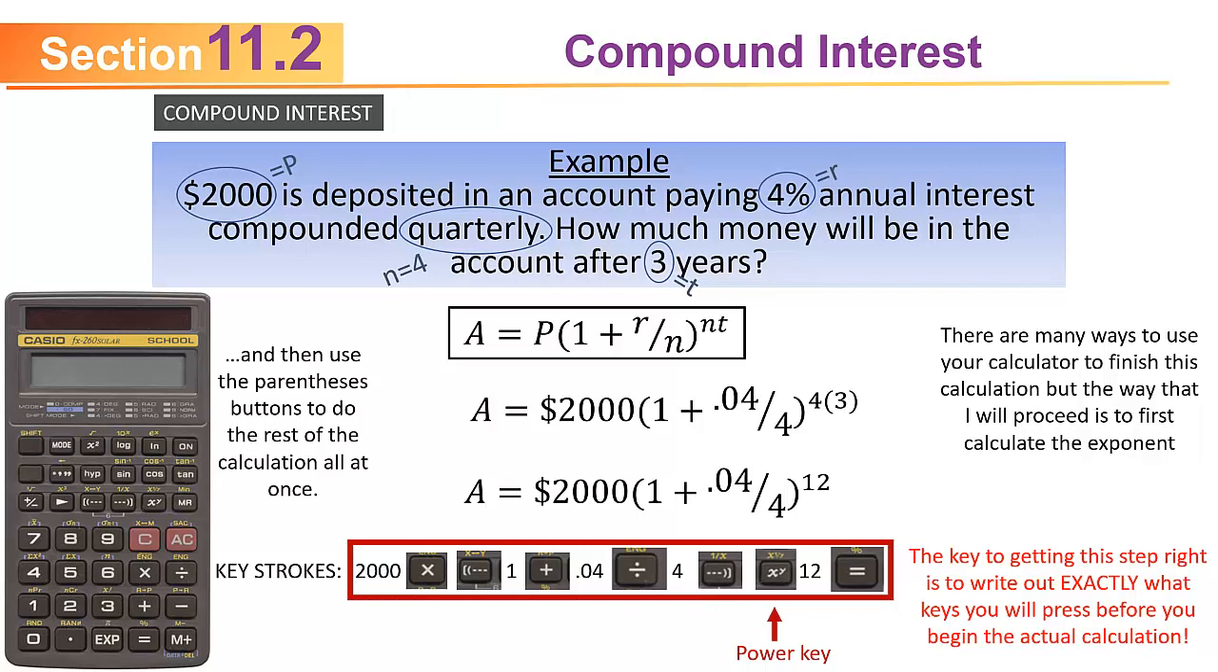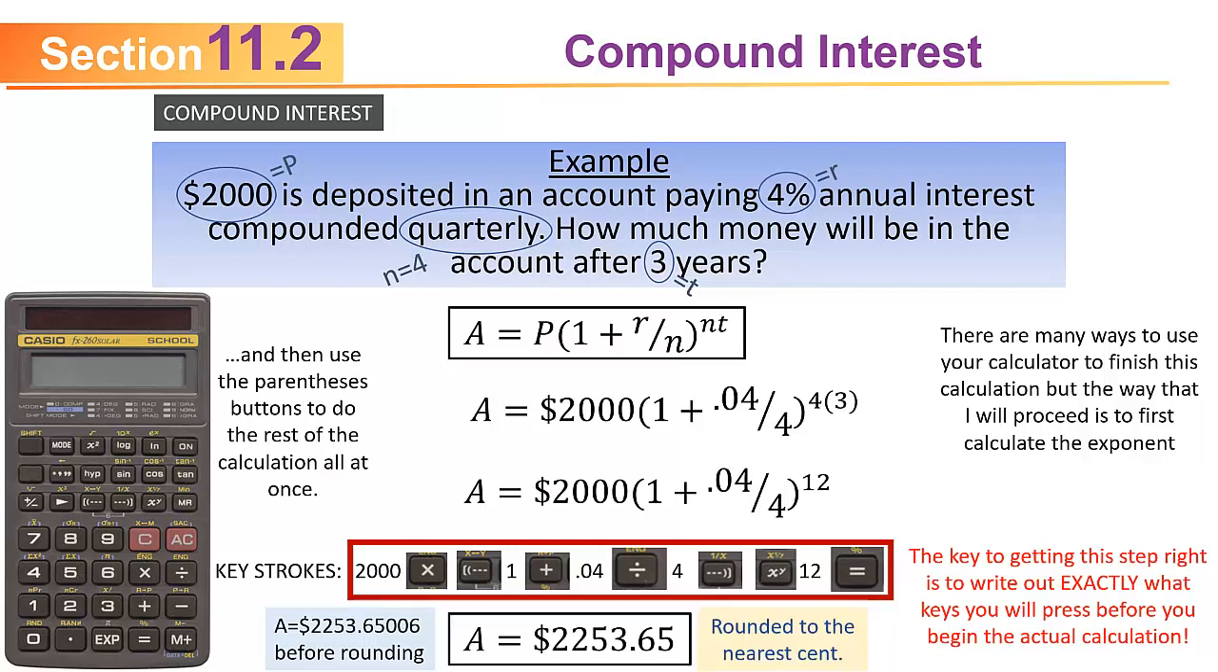And if you look on your calculator, it's one of those buttons above the red clear and all clear buttons in your calculator. Press that power key. That tells the calculator that you're about to type in an exponent. Once you press the power key, now you can enter 12. And then to make the evaluation of the expression complete, you press equal. And if you do all of those things, you will end up with $2,253.65006. And if you round that off to the nearest cent, it would be $2,253.65.